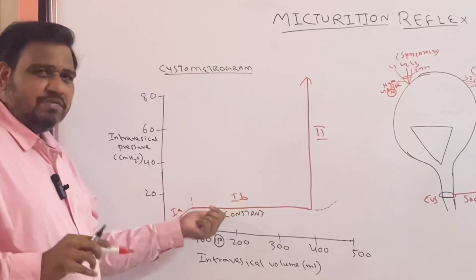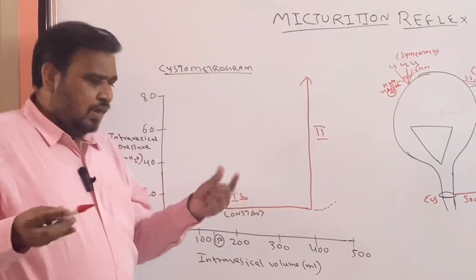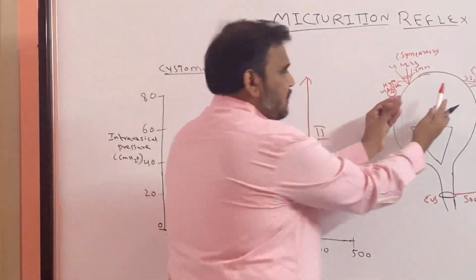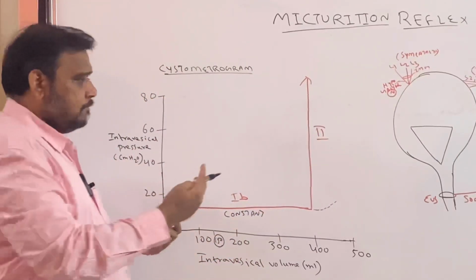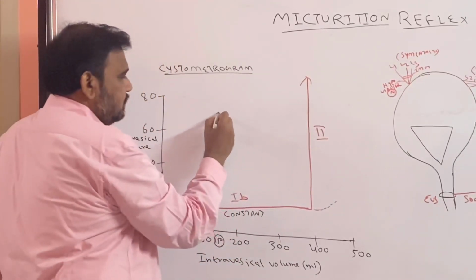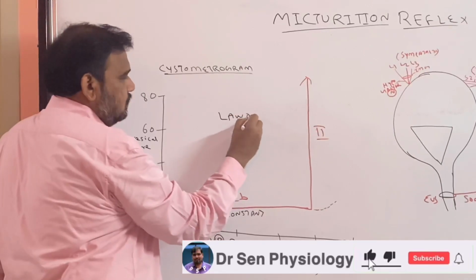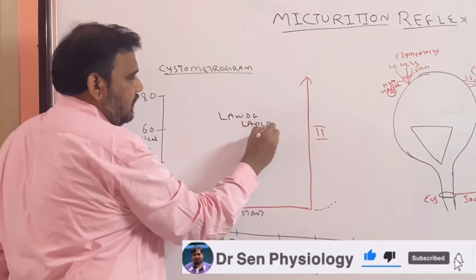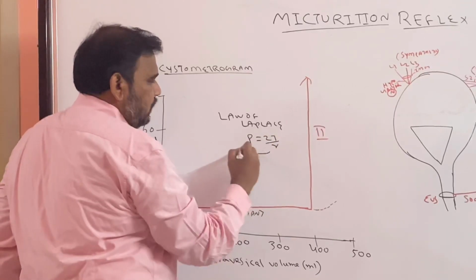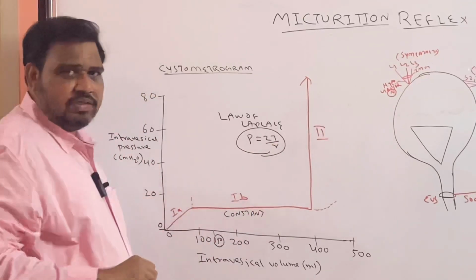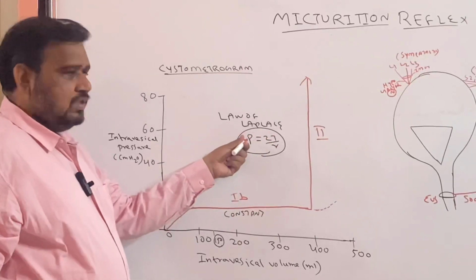Now here comes the question which many students get confused about. How come the volume is increased but the pressure does not increase? Why does the pressure remain the same? So here comes the law of Laplace, very, very important, which says P is equal to 2T by R. This you will be knowing. R is radius, T is tension, P is pressure.